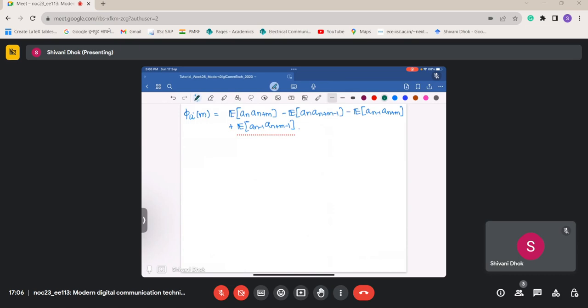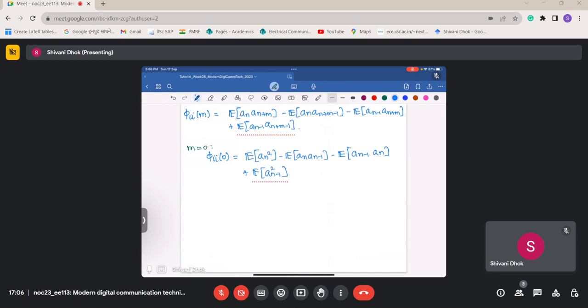Now let's say m equal to 0. So if m equal to 0, then phi_I of 0 comes out to be expectation of a_n into a_n plus 0, which is a_n square, minus expectation of a_n into a_(n minus 1), let me write it explicitly, a_n a_(n minus 1), minus expectation of a_(n minus 1) a_n, plus expectation of a_(n minus 1) into a_(n minus 1), that is a_(n minus 1) square.